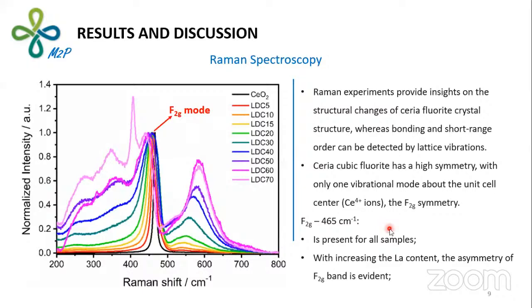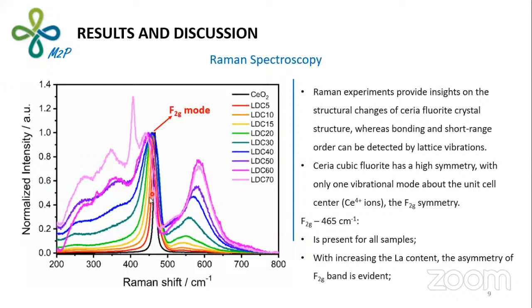X-ray diffraction is a tool for phase identification, but the short-range order cannot be identified. Raman spectroscopy, in turn, is an interesting tool that can provide insights on the structural changes, whereas the short-range order can be detected by lattice vibrations. The ceria fluorite cubic structure has a high symmetry, with a main vibrational mode about the unit cell center related to F2g symmetry.